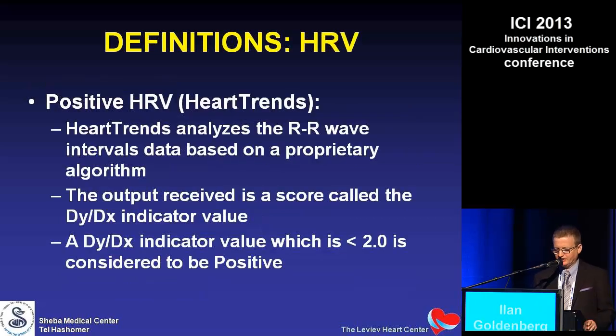The HeartTrend analyzes the R-R wave intervals data based on the specific algorithm, and the output received is a score called the DYDX indicator value. A DYDX indicator value which is less than 2 is considered to be positive. And finally, a positive MPI was defined as the presence of greater than 5% reversible myocardial perfusion defect using SPECT MPI.